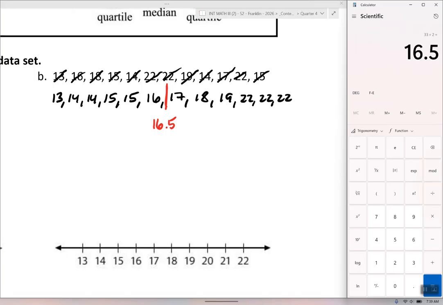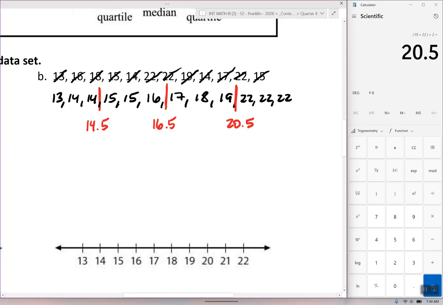And now we find the quartiles. And again, we have an even number in each of our halves. So the quartiles will again be between some values here. So between 14 and 15 gives us 14.5. And between 19 and 22 is going to be somewhere like 21.5. Let's see, 19 plus 22 divided by 2, 20.5. That was off by 1. 20.5.